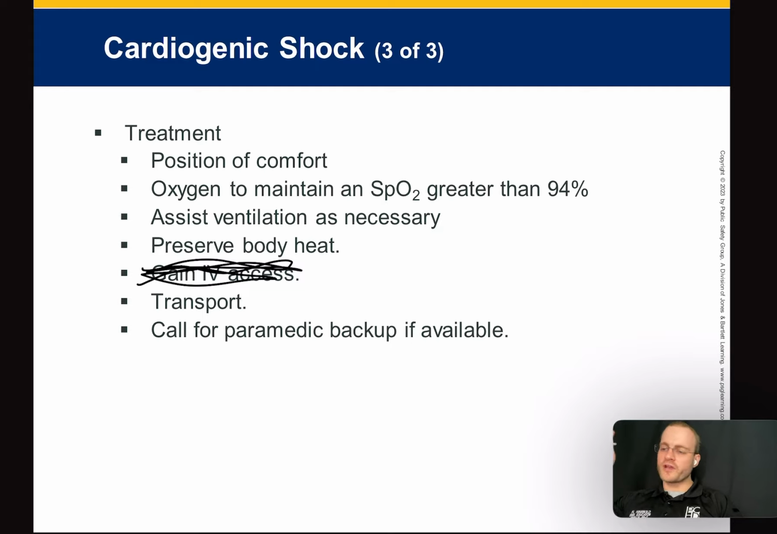1 to 4 liters of a nasal cannula. If you see it on a test and they say the patient's breathing 96%, do we put oxygen on them? No, you do not, okay? Well, sometimes, especially as they start to die, we'll have to assist their ventilations as necessary with a BVM. Remember the thing we put on their face and we squeeze it, right? That's a BVM. We preserve their body heat. We'll put a blanket on these patients, of course.